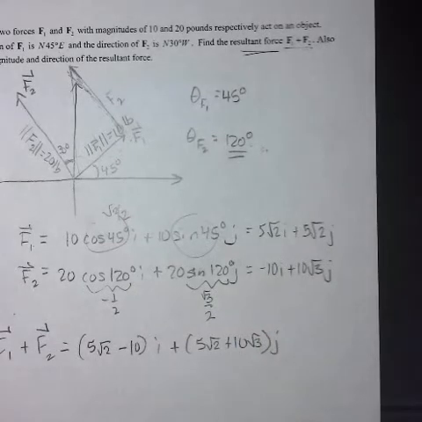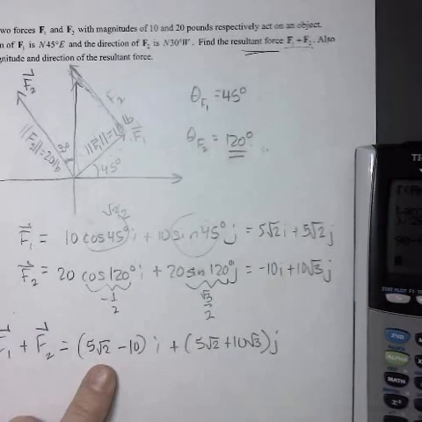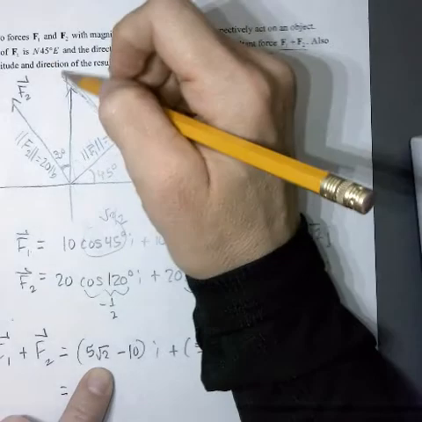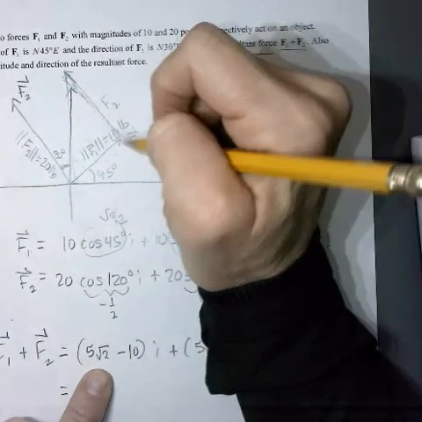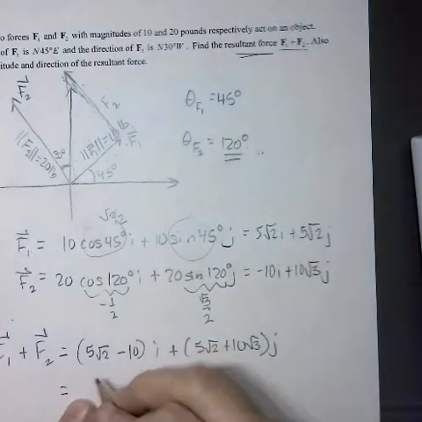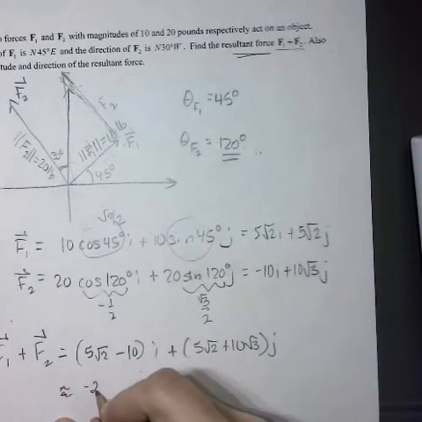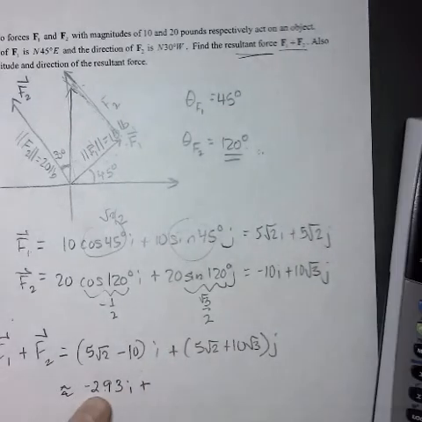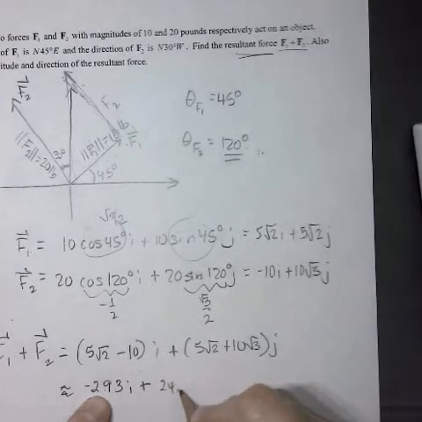And that kind of gives you a better number sense of what's going on. So let's do it: 5 square root of 2 minus 10. Especially if your drawing's not that good, it might be hard to tell if this resultant vector ends up in quadrant 1 or quadrant 2. This will tell you. This is approximately negative 2.93i plus 24.39j. So it is in quadrant 2, and that's going to be important to know when you find the direction.